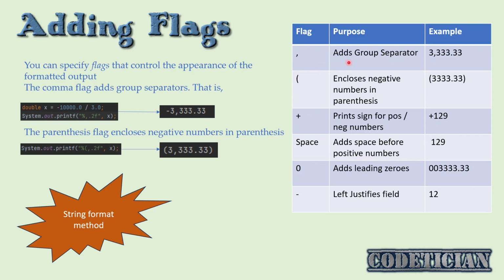Suppose you want to add a group separator. Now if your result was like 3333.33, you want to add a comma after the first digit. How you can do it is you can simply add a comma flag. And where do you add it? You add it between this percentage sign and this format specifier, which is f in this case. Now after the percentage sign, if I add this comma, it will transform my result. It will add a comma after these 3 digits.